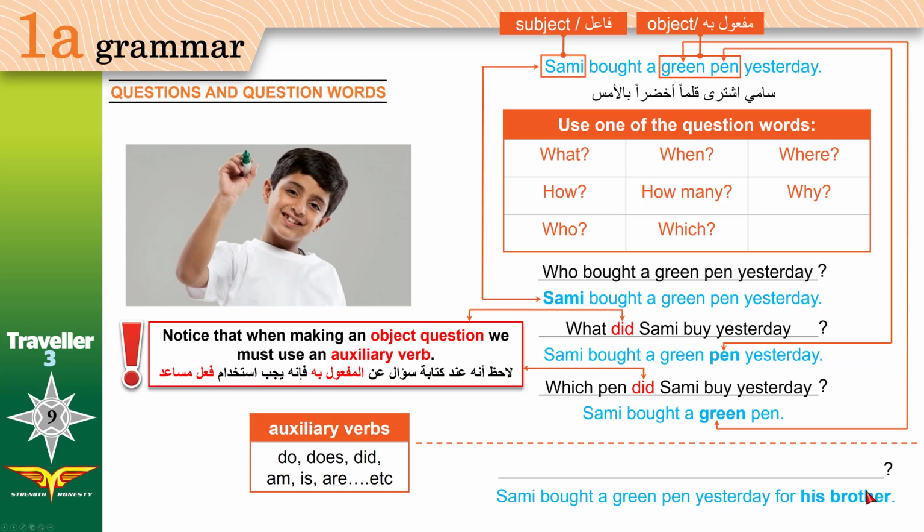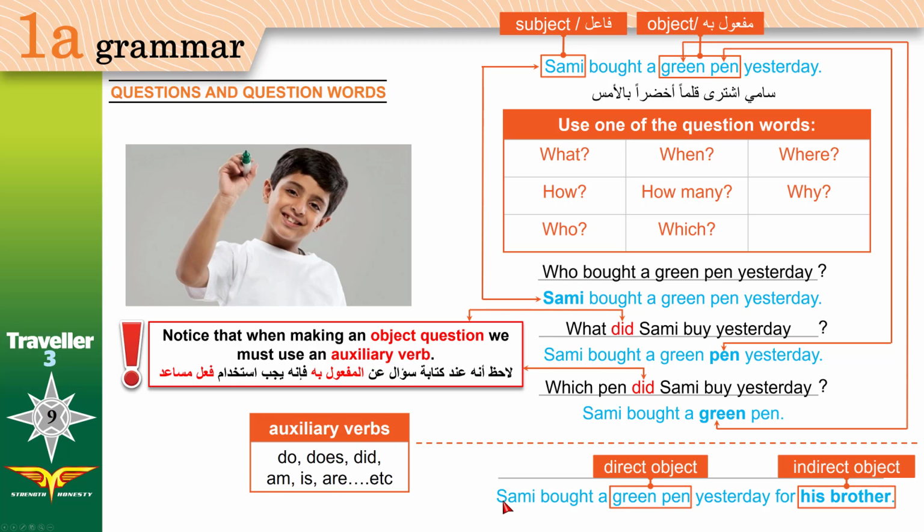What about this? Sammy bought a green pen yesterday for his brother. Sammy is the subject, we know that. Where is the object here? Green pen is the object. What about his brother? His brother is also an object. Green pen is what we call the direct object, the first object. Sammy bought a green pen. His brother is what we call the second object, or an indirect object.